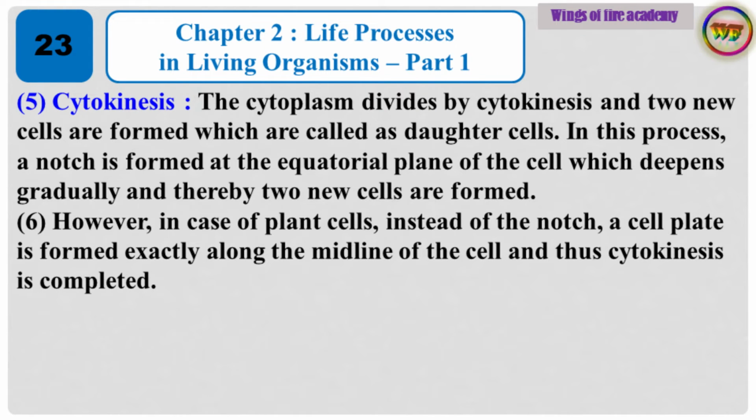5. Cytokinesis. The cytoplasm divides by cytokinesis and two new cells are formed which are called daughter cells. In this process, a notch is formed at the equatorial plane of the cell which deepens gradually and thereby two new cells are formed. 6. However, in case of plant cells, instead of the notch, a cell plate is formed exactly along the midline of the cell and thus cytokinesis is completed.